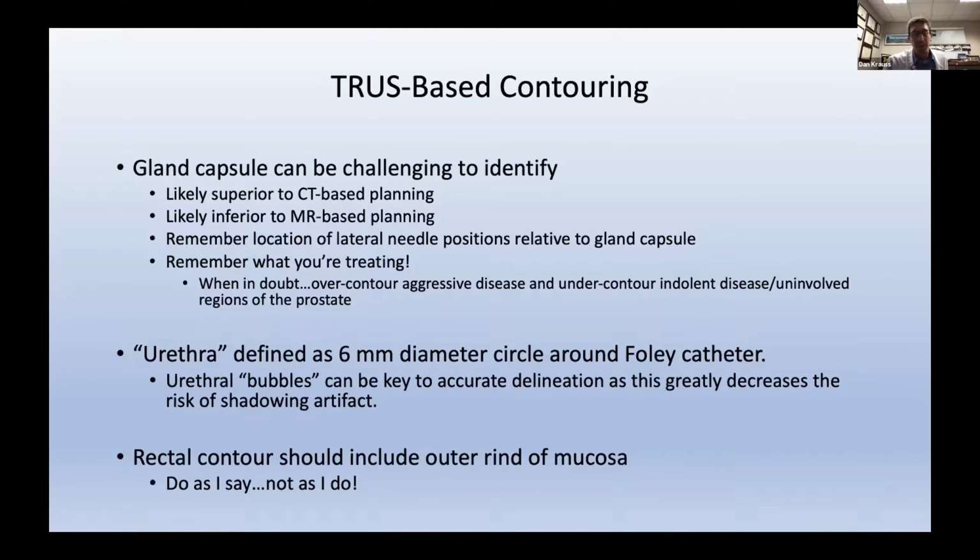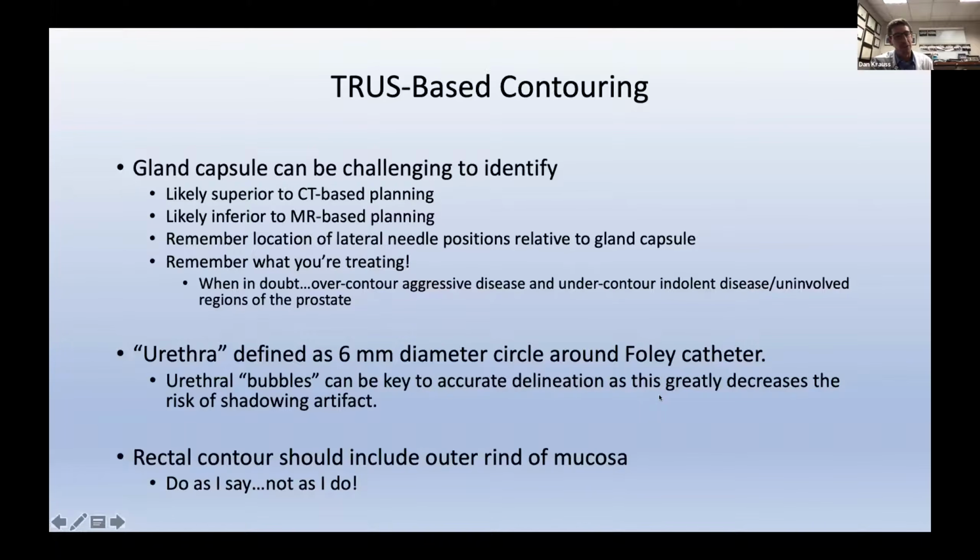But those urethral bubbles can really be key, especially if you're placing needles behind the Foley. That's a terrible feeling when you cannot identify the urethra and you're sort of guessing, but really not an issue if you use this sort of bubble technique. You can see it very, very easily.